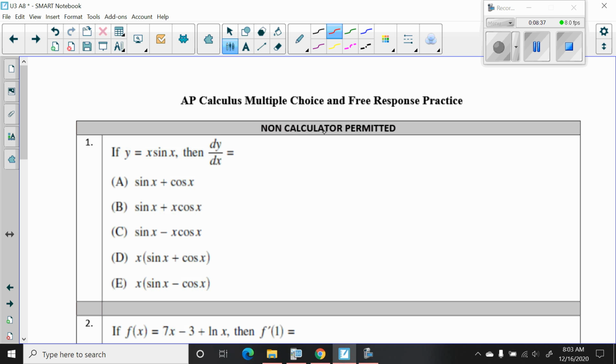So no calculator. Find the derivative of x times sine of x. Well, that would be the derivative of x, which is 1, times sine of x the way that it is, plus x the way that it is times the derivative of sine of x, which is the cosine of x. So sine of x plus x cosine of x, or b.